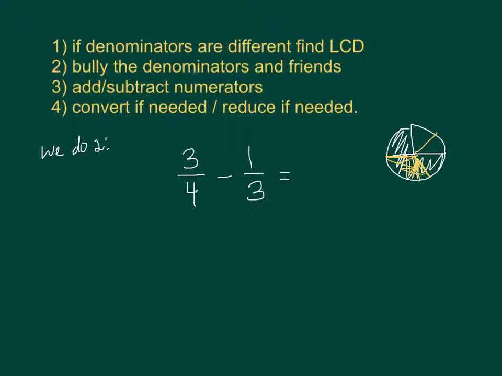Step 1 says to, if your denominators are different, find the LCD, the lowest common denominator. Well, 4 is different than 3, so I do need to find the LCM between the two denominators. So I'm going to put those two on the line of the broken ladder to find the LCM. And I'm going to look for a number that divides evenly into both of those. And other than 1, there isn't one.